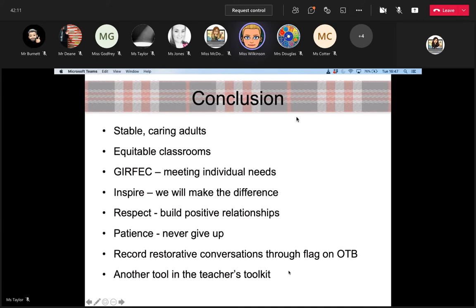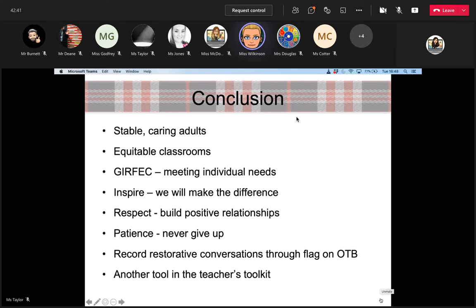Never give up. You will have really good restorative conversations with young people. You will have the most frustrating restorative conversations with young people, and you will feel like giving up sometimes, but please keep going with it. It's really important. As part of our recording, we don't want to take up lots of time, so we don't need lots of detail, but please do flag those restorative conversations on OTB to help us build that bigger picture about what's going on for our young people.